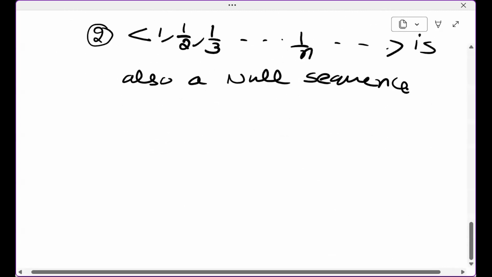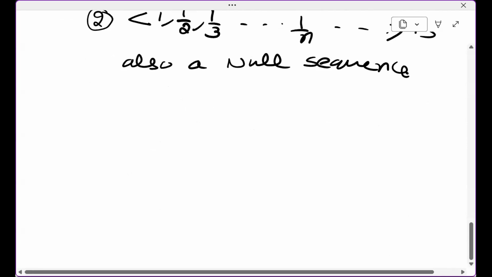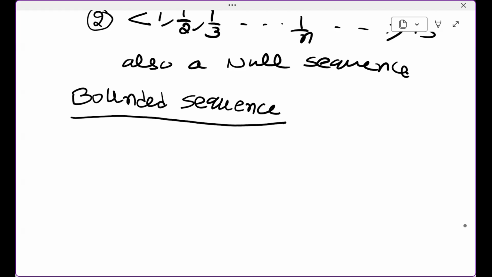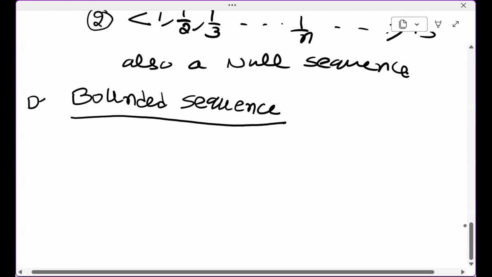Next, let us go for what is meant by a bounded sequence. So here let us talk about the bounded sequences, then we'll go for limit. So what is meant by bounded sequence? Because these are all fundamentals for working out your questions. They're the alphabets for sequences.